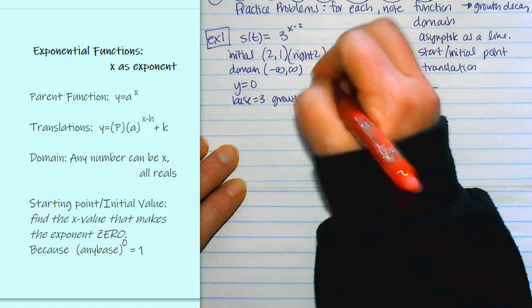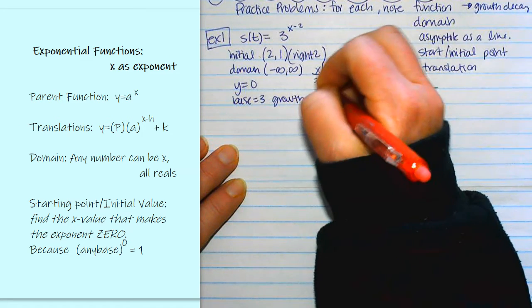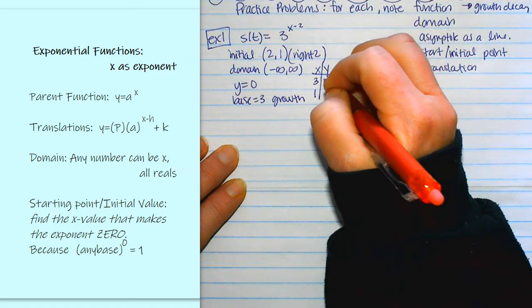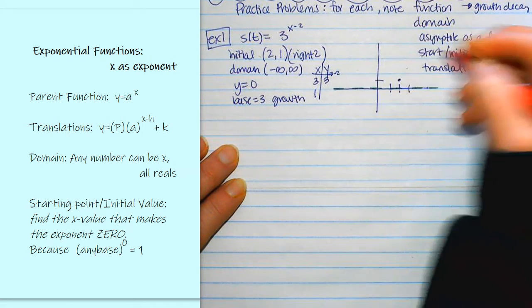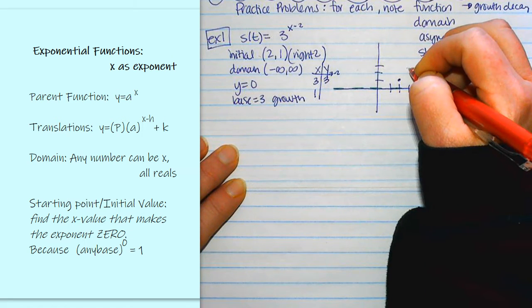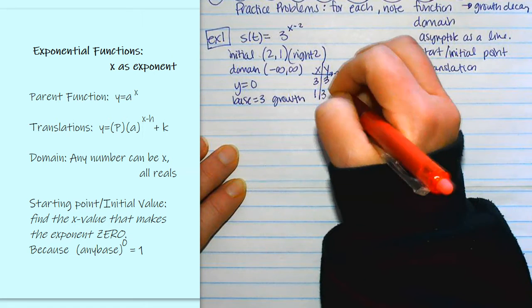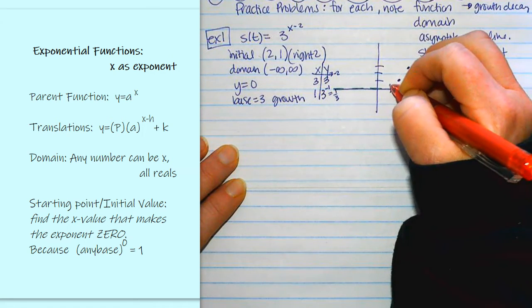So let's do a little XY chart. I already have 2, 1, so let's plug in values around it like 3 and 1. At 3, what happens? That's going to be 3 to the 3 minus 2. 3 to the 1 is 3. 1, 2, 3. At 3, it's at 3. At 1, it's going to be 3 to the negative 1, which is going to be 1/3. So at 1, it's at 1/3.